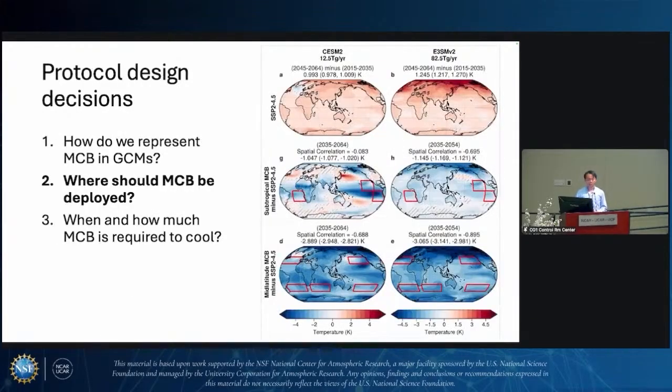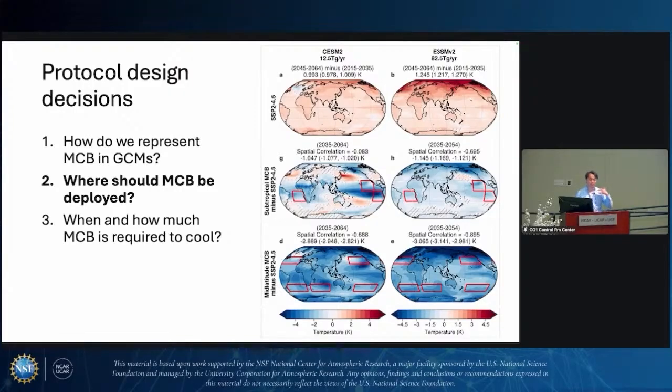The other thing is, recent work on MCB simulations has found that when you apply marine cloud brightening in the subtropical Pacific and Atlantic, you end up producing this La Nina-like cooling signal. In a lot of cases, this is probably undesirable. For example, in CESM, which is in panel G here, we end up getting some regional warming as a result of MCB.